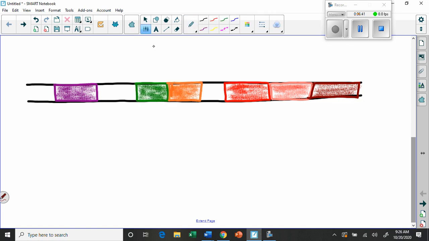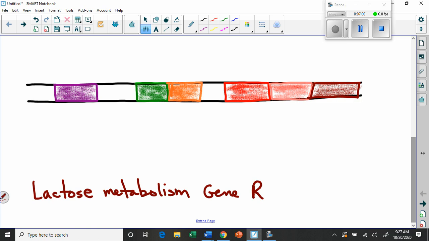And this is the, we'll call it lactose metabolism. Right? Gene regulation. So we'll put this at the bottom. Okay, so to metabolize lactose, you will need an enzyme. What do you think that enzyme would be called?